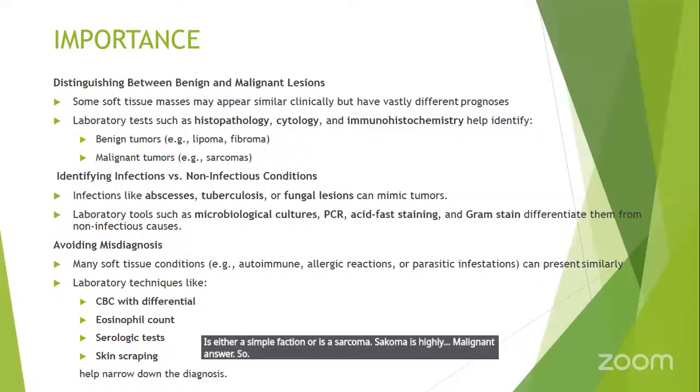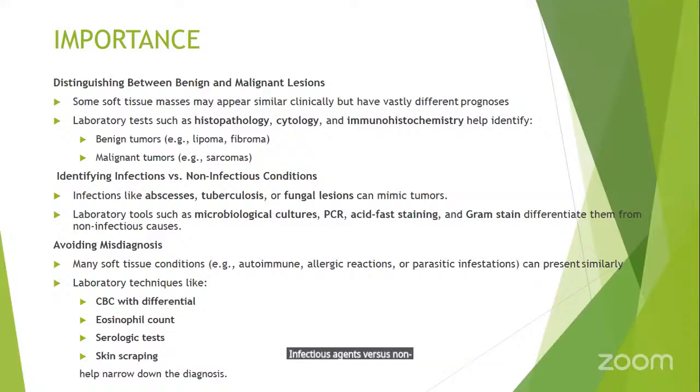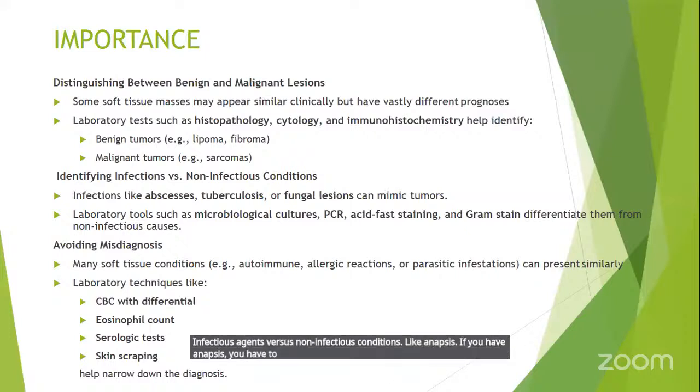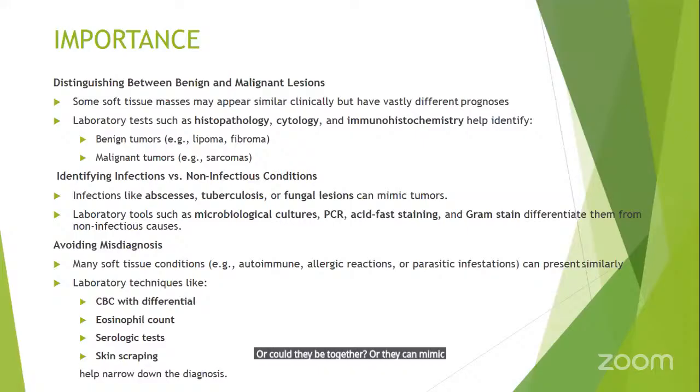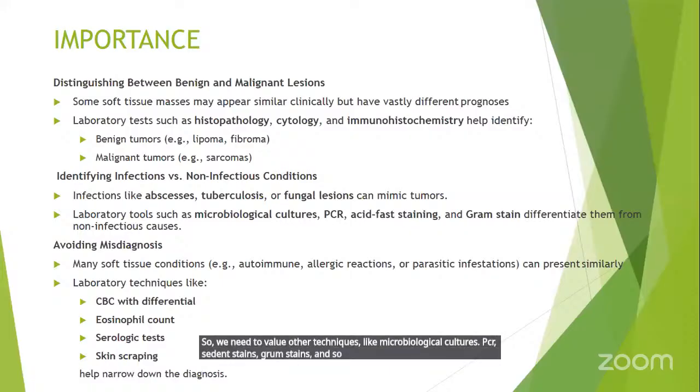So this can also help you differentiate between infectious agents versus non-infectious conditions. Like an abscess, if you have an abscess, you have to differentiate this abscess. Is it caused by TB? Is it caused by fungal infection? Or could they be together? Or they can mimic each other. And sometimes these symptoms can also mimic tumors caused by cancers. So we need to value other techniques like microbiological cultures, PCR, Ziehl-Neelsen stains, Gram stains, and so forth to differentiate the infectious from non-infectious organisms.